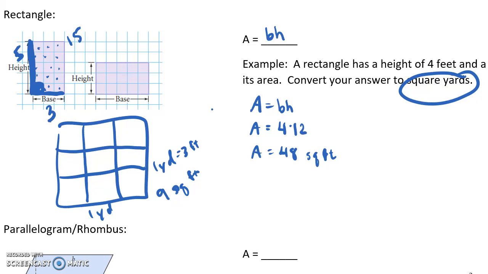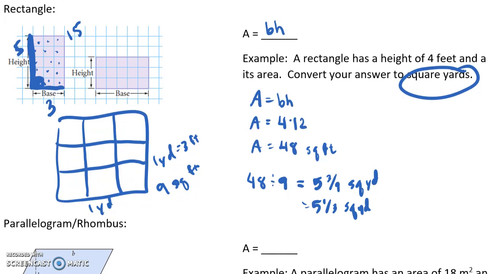So if we were to convert these square feet to square yards, we would actually take our answer and divide it by 9. And so I'm actually going to write my answer as a fraction. So 48 divided by 9 would be 5 and 3/9 square yards, which simplifies to 5 1/3 square yards.